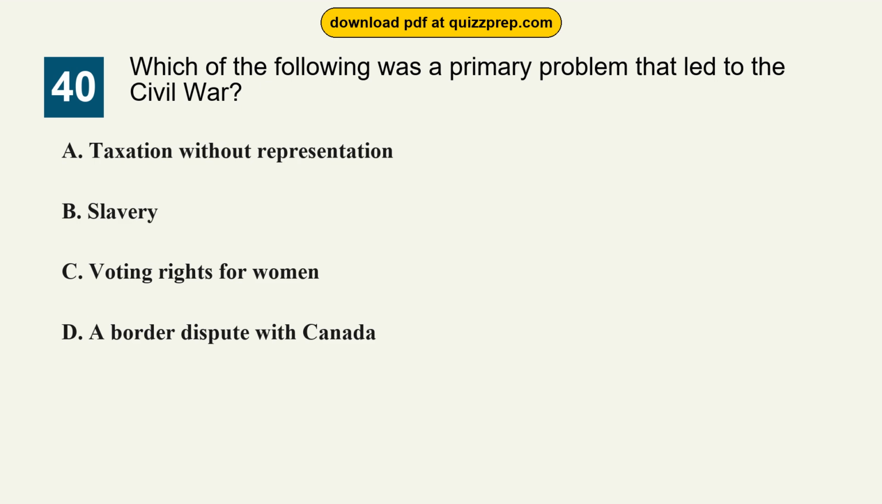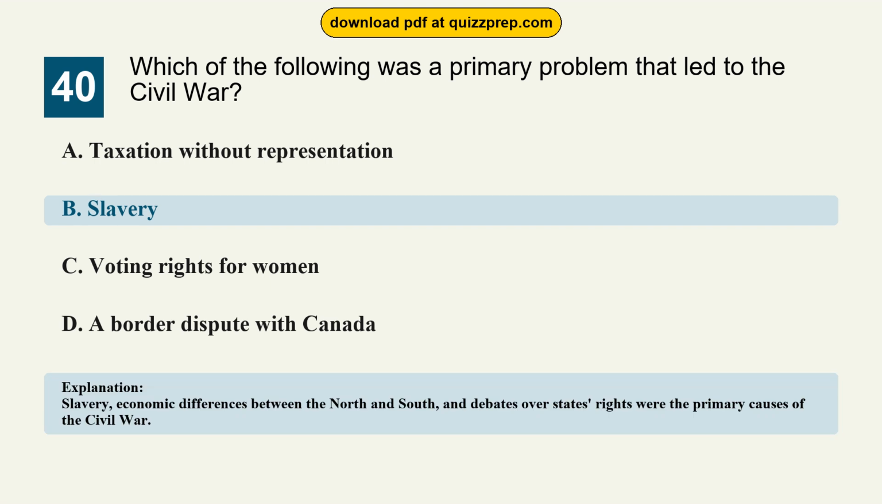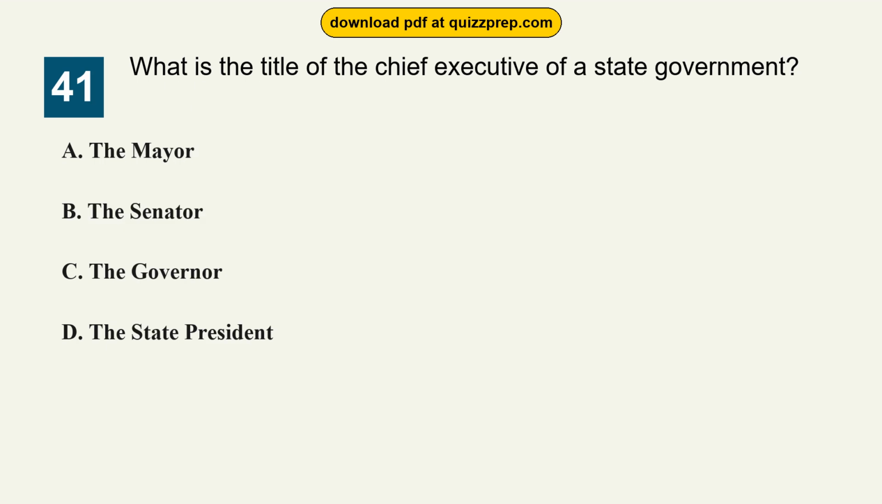Question 40. Which of the following was a primary problem that led to the Civil War? Option A, taxation without representation. Option B, slavery. Option C, voting rights for women. Option D, a border dispute with Canada. The correct answer is option B, slavery. Slavery, economic differences between the North and South, and debates over states' rights were the primary causes of the Civil War.